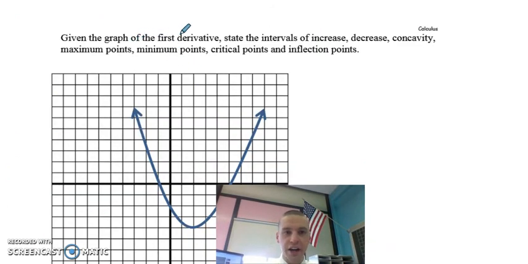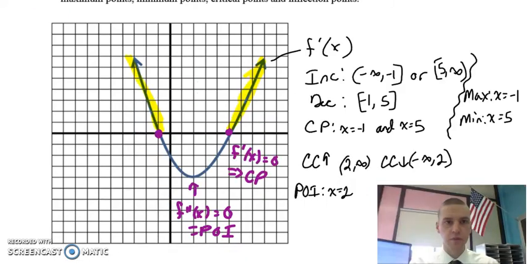Given the graph of the first derivative again, so this is f prime of x, we're going to find where it's increasing, decreasing, max and min values. Why don't you guys pause the video, do this yourself, and then I'll come back with the answers. So use the information we had before. And so what you see here should have been what you got.